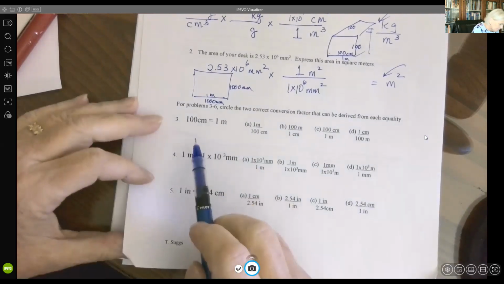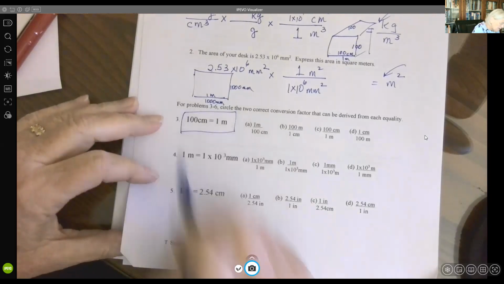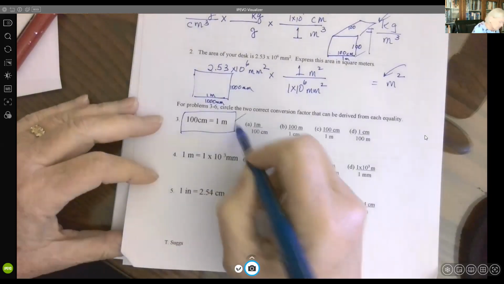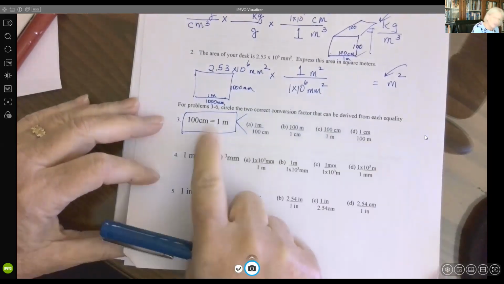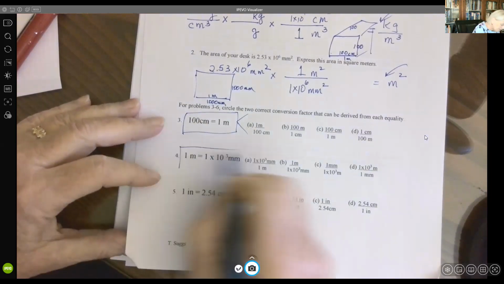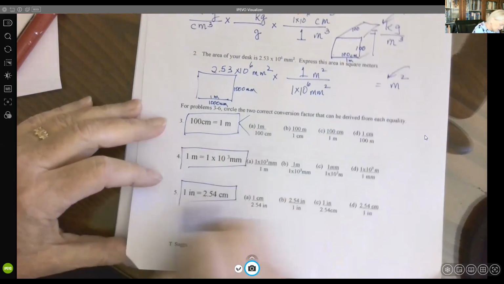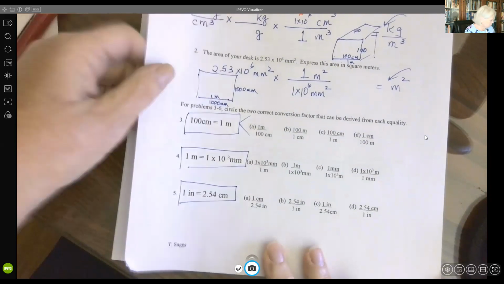Here, if this is the equality, every equality can make 2 conversion factors. Find the 2 correct conversion factors from this equality. Do it again from this equality and this equality. Easy mistakes to make, be aware. Check those on Schoology.